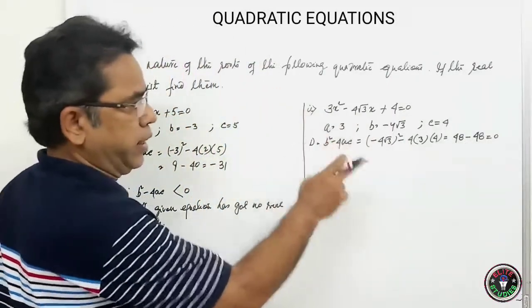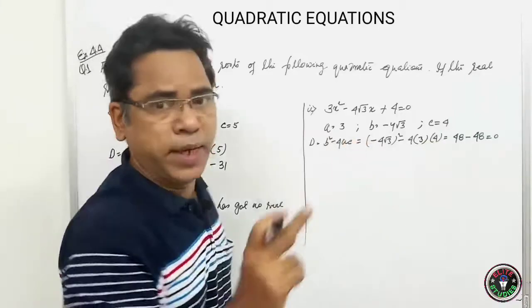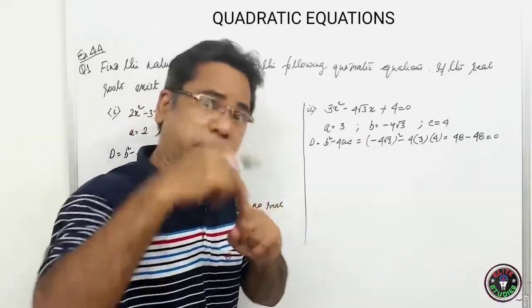So here the roots are real, because the requirement is b square minus 4ac should be equal to 0 or greater than 0.